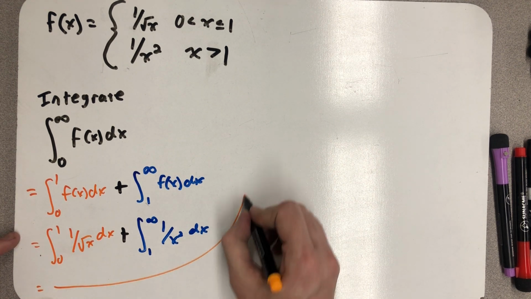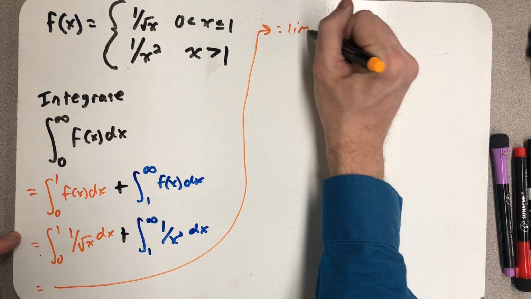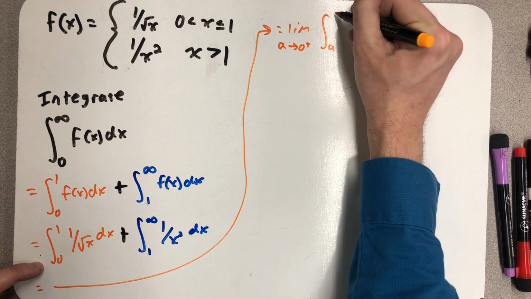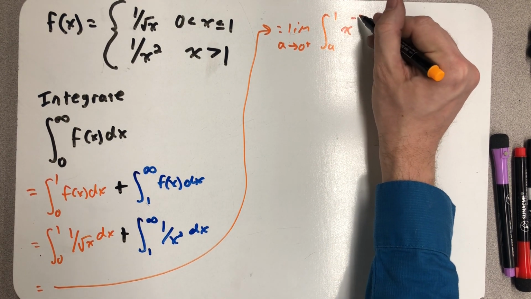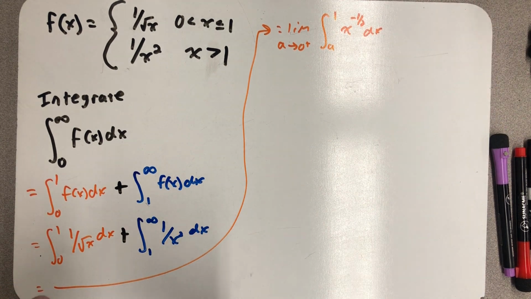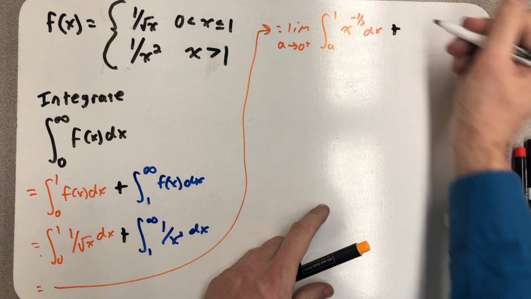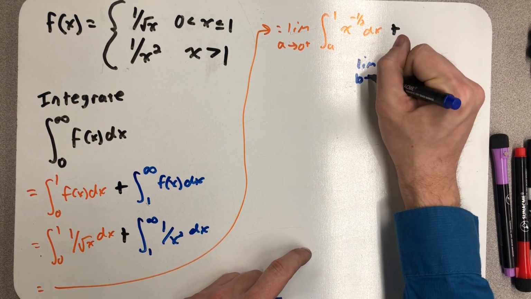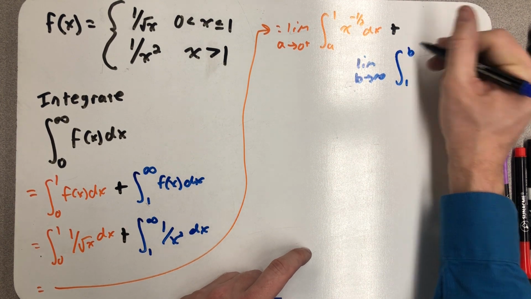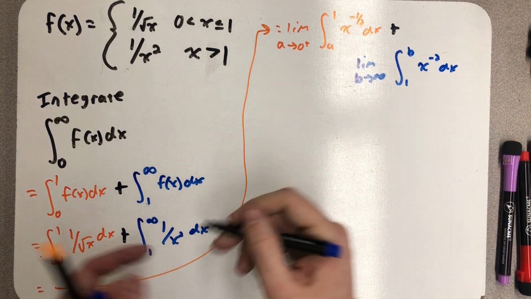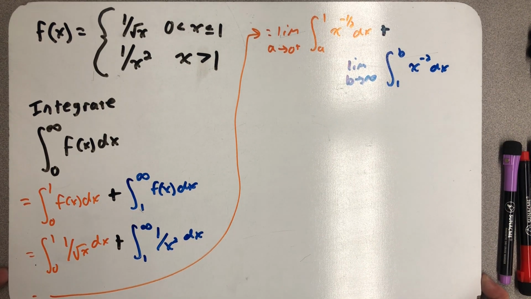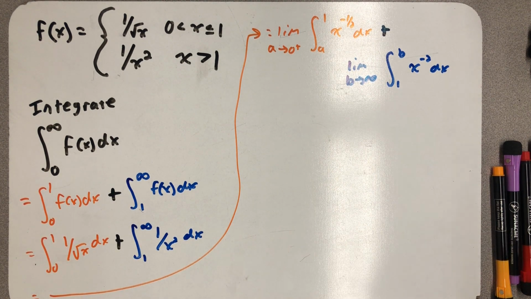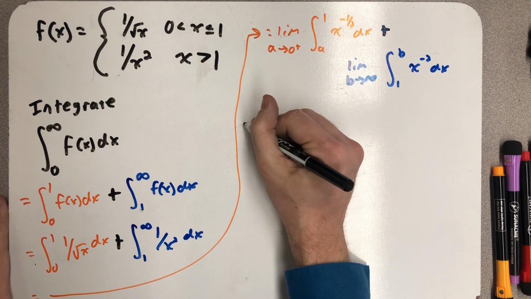So first things first, I'm going to rewrite this first integral with a limit as a approaches 0 from the right-hand side. a goes in my lower bound. Instead of 1 over root x, I'm going to think about that as x to the minus 1/2. And to that, I'm going to add a limit as b approaches infinity, 1 to b, of x to the minus 2 dx, 1 over x squared being the same thing as x to the minus 2. I have two antiderivatives to find and then two limits to evaluate. Let's see what happens.